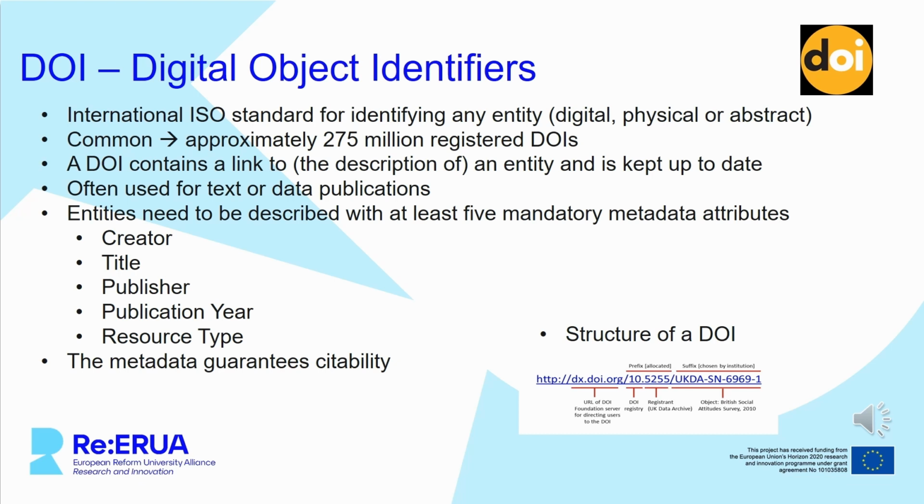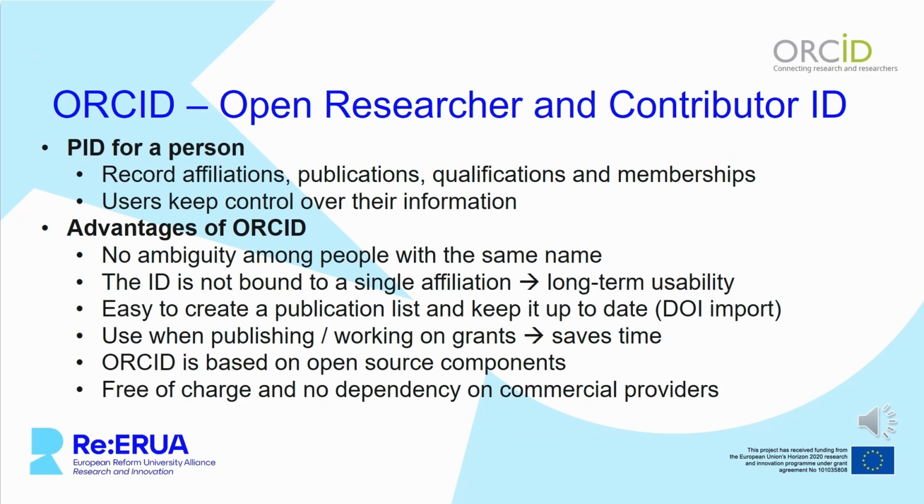A DOI follows a defined structure which you can see here. The first part is the resolver that sends you to the location of the entity. The second part is the prefix. Every institution that provides DOIs has its own prefix, which are managed by a DOI registration agency. The last part is the suffix. This is defined by every institution individually. Another common PID is the Open Researcher and Contributor ID, ORCID.